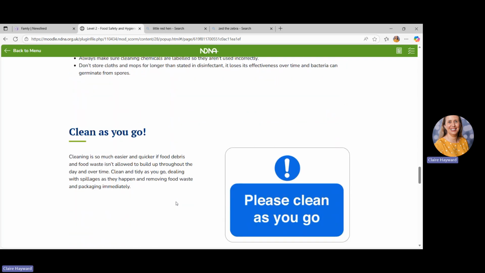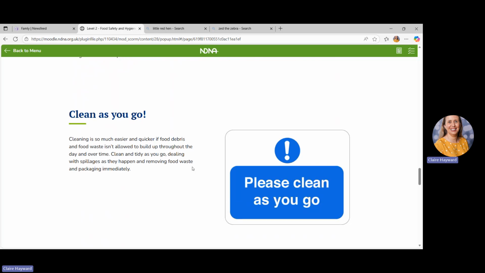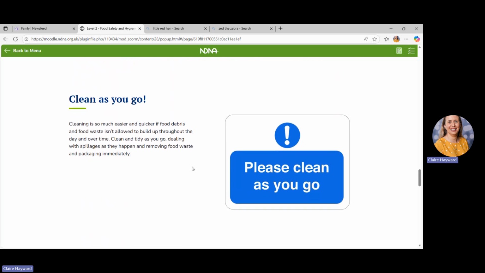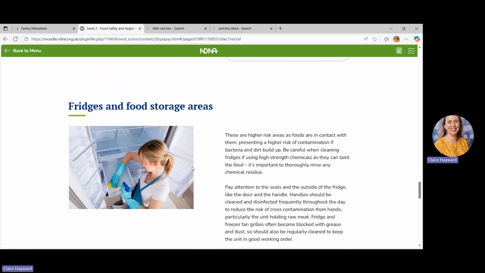Clean as you go. Cleaning is so much easier and quicker if food debris and food waste isn't allowed to build up throughout the day and over time. Clean and tidy as you go, dealing with spillages as they happen and removing waste, food waste and packaging immediately. Fridges and food areas.